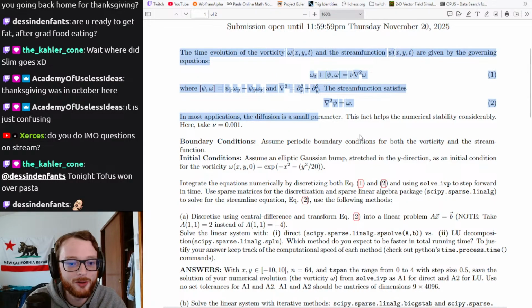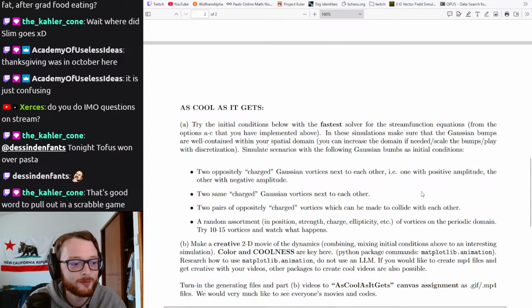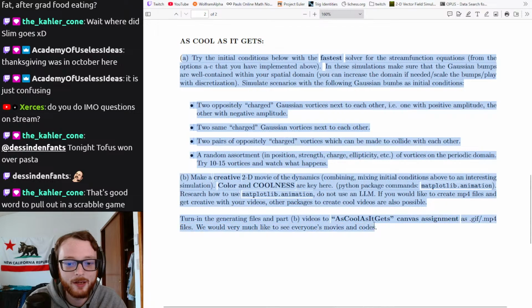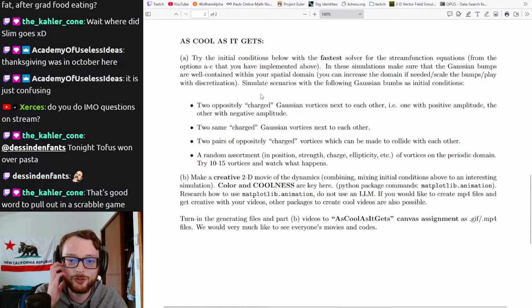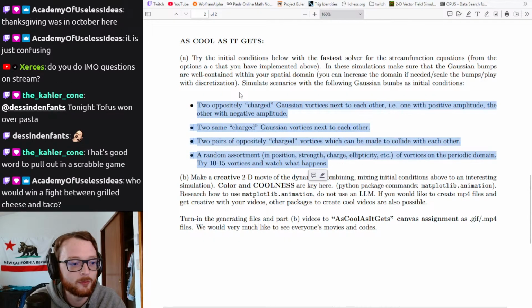So yeah, I've done all of this part of the assignment, solving the same thing with 5 different methods. I'm on to the bonus part of the assignment that's a bit more fun, where now that we have this working simulation, we're going to give it some crazy initial conditions and just see what happens.